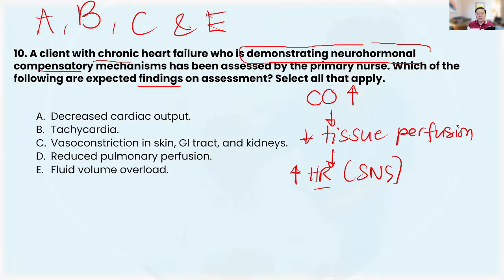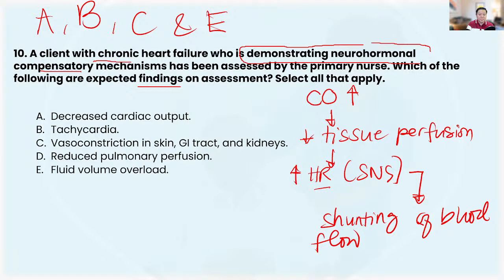Now, aside from that, there's also going to be the activation of the sympathetic nervous system stimulation, especially in the GI tract, the kidneys. And so there is that kind of like shunting. There will be shunting of blood flow to the vital organs in order to maintain the blood pressure.